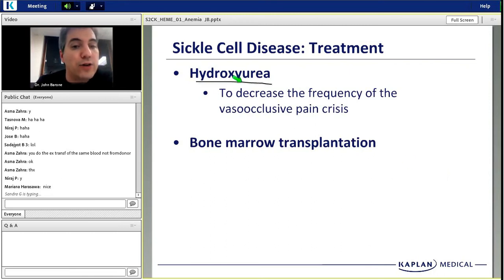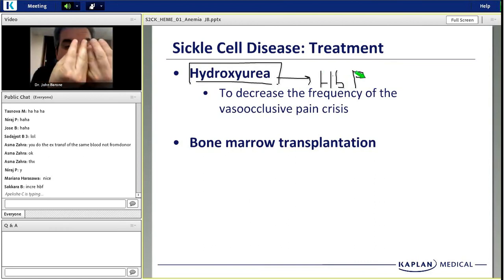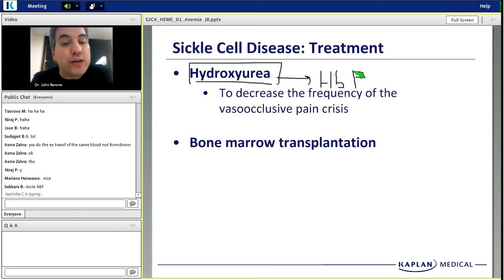Now, very important, to decrease the crises, a couple things you can do. Number 1, hydroxyurea, very important, because this is going to increase the fetal hemoglobin. That's going to dilute the sickling one. So this is asked quite a bit. If I give you hydroxyurea, it increases fetal hemoglobin, so therefore your S's are less likely to stick because there's fetal hemoglobin in the way. It's in the way. So it'll decrease the frequency of crises.